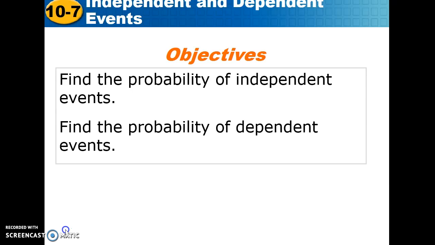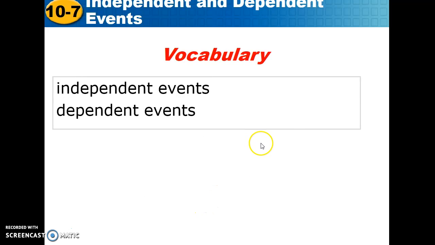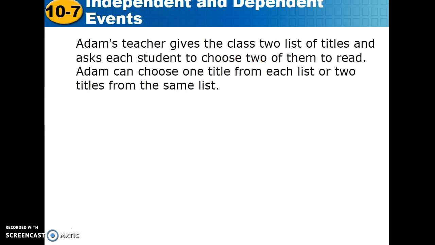We're going to be talking about independent and dependent events. Today's objective for lesson 10-7 is finding the probability of independent events and finding the probability of dependent events. Let's look into this. Our vocabulary for the day would be those two phrases, independent and dependent events. And we're going to develop an understanding of those and a working vocabulary.